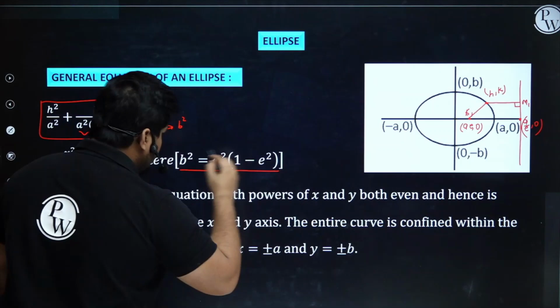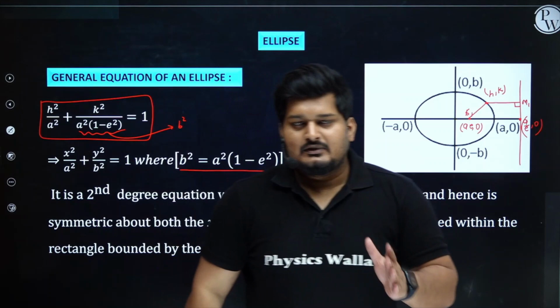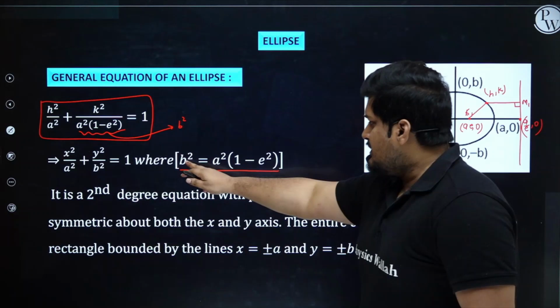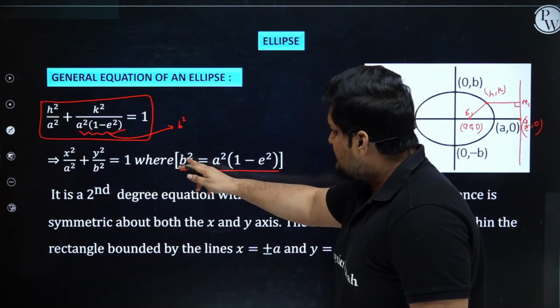So this is the first relation that you should know. The first one is B square is equal to A square times 1 minus E square. Now the eccentricity of ellipse is between 0 to 1. So definitely B is going to be less than A here. You can see here this is A square into 1 minus E square. So B is going to be less than A.